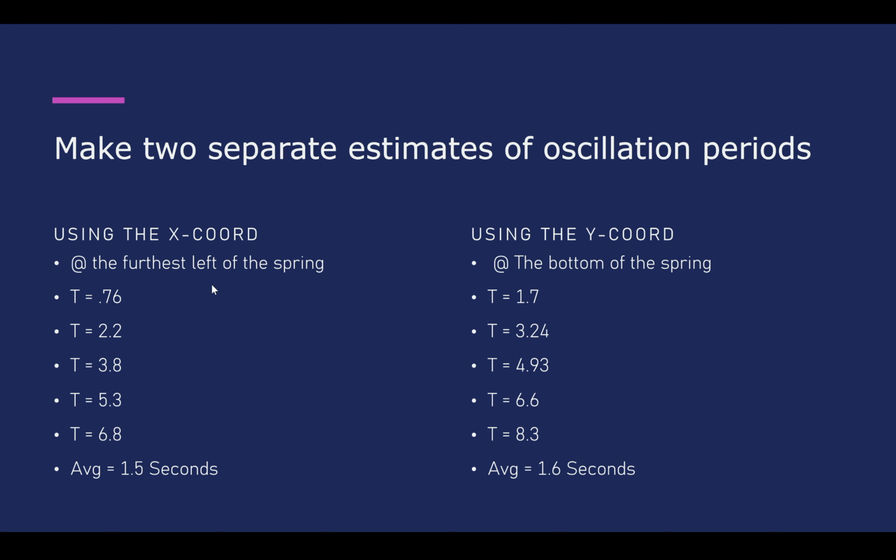And this is the point where the spring was the furthest to the left. So then you have all of these numbers, and then you find the difference between each one, and then you get this. So they're about the same, which is good.